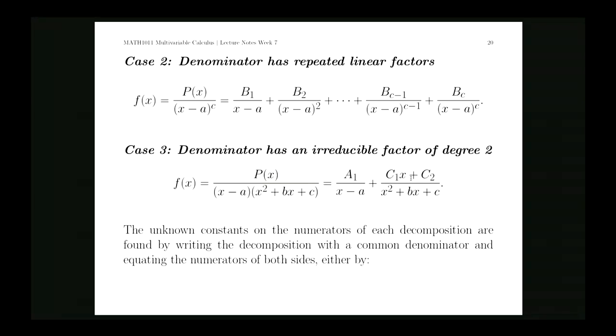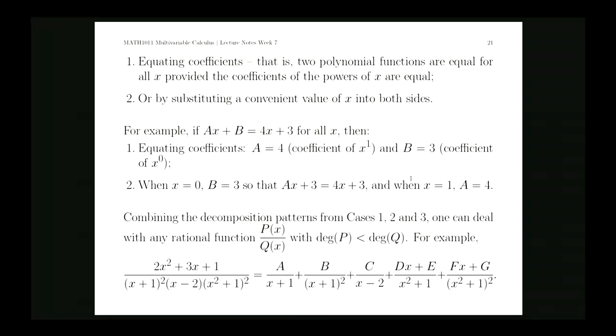Now the unknown constants: what you do is you then do common denominator again. You put them all back together again and you'll get an equation that needs to be satisfied for all x, not just some x. And then you find them either by substituting in convenient values of x or equating coefficients. Basically, the idea is if two polynomials are equal for all values of x, then they must be the exact same polynomial. In other words, they have the same coefficients. So you either equate coefficients or you substitute a convenient value in both sides.